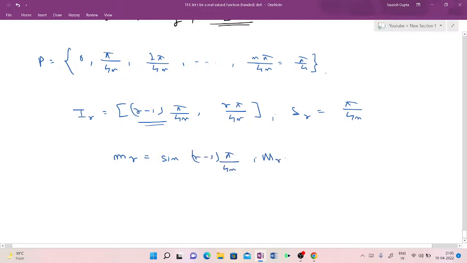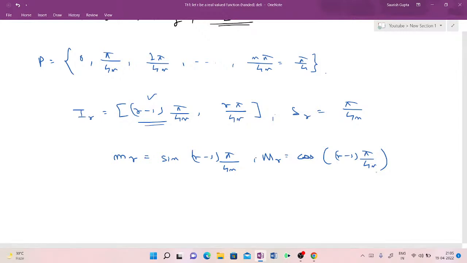And what will be the LUB of the function in the given interval? Since cos is a decreasing function, it will take its maximum value at the starting point of the interval itself. So it will be cos of (r minus 1) times pi upon 4n. Is it clear?